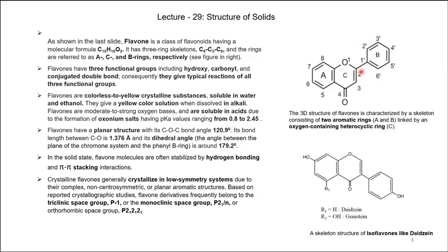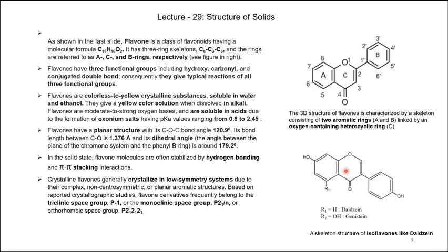And similarly, isoflavones. Here is the skeleton structure of isoflavones, like daidzein, and here we see that this is again a C6 ring and the C3 ring.